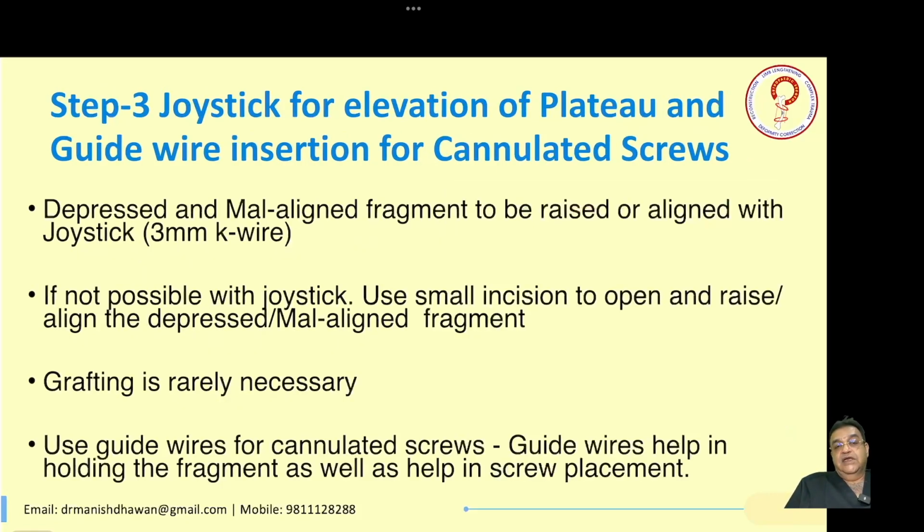Now once this is done, then you have to use a joystick to elevate the tibial plateau, and you have to insert cannulated screws over the guide wires. A depressed and malaligned fragment is to be raised or aligned with a joystick, 3 mm K wires. If not possible with a joystick, use a small incision to open and raise, and align the depressed malaligned fragment. Grafting is rarely necessary, but sometimes you might have to do grafting when there is a big depressed fragment, but I rarely use it. Use guide wires for cannulated screws, as guide wires help in holding the fragment as well as in screw placement.